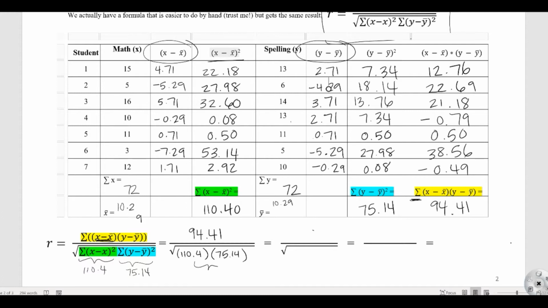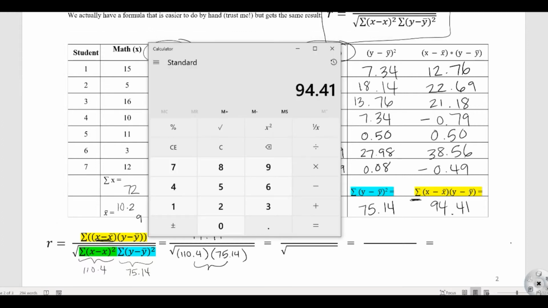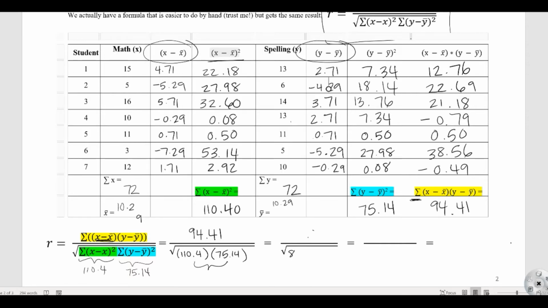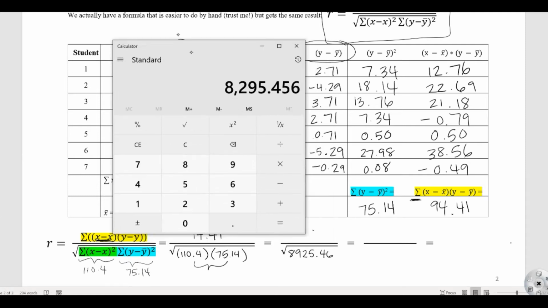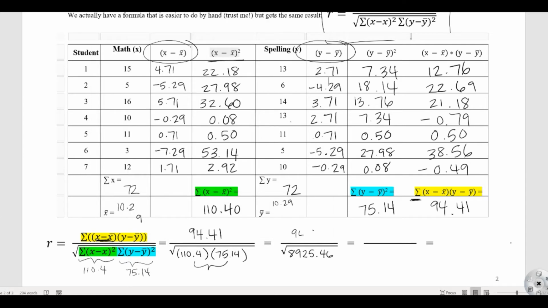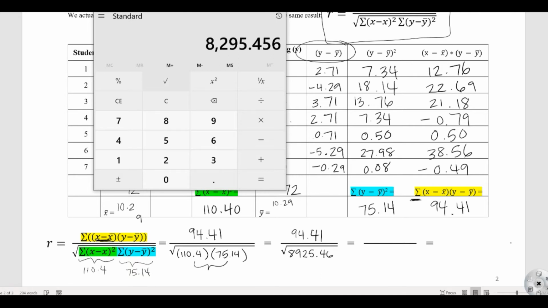So I'm first going to do this step, the multiplication. So 110.4 times 75.14, 8925.46. Got it. Okay, so then we've got the 94.41 on top. So let's do this division, or first let's do this square root, right? So take the square root of that guy, 91.08.